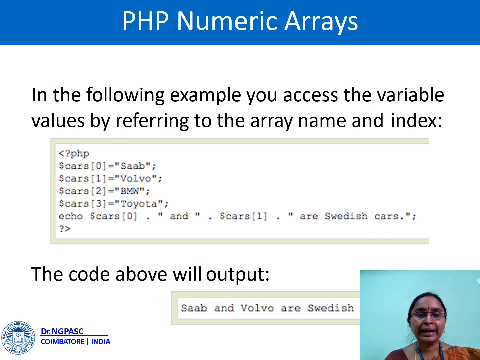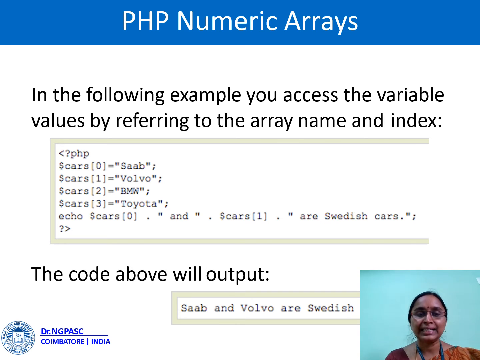We may also assign values directly to the index. In the following example, we access the values by referring to the array name and index. We can directly define the array name along with the index and assign a value. So here cars[0] equals Saab, cars[1] equals Volvo, cars[2] equals BMW, and cars[3] equals Toyota. Likewise, we can assign values directly to the array index.